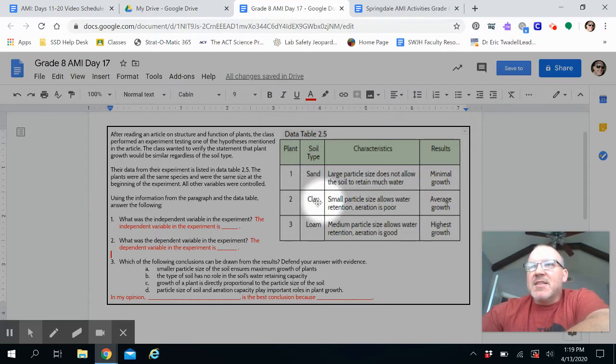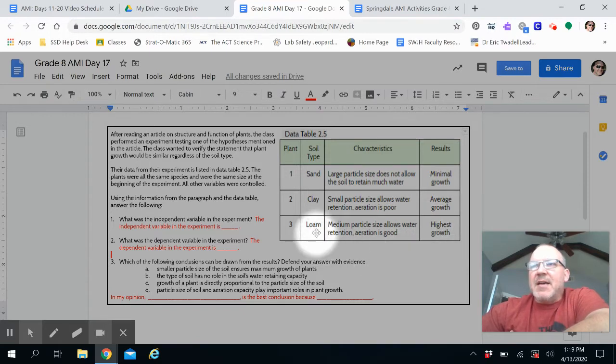Let's take a look at the second setup. The second setup has clay. Clay has a small particle size. It allows water retention, but aeration is poor. And so, in other words, it allows the water to stay, but it doesn't allow for great oxygen. Aeration means it doesn't get a lot of oxygen in the soil. And so the results here: average growth.